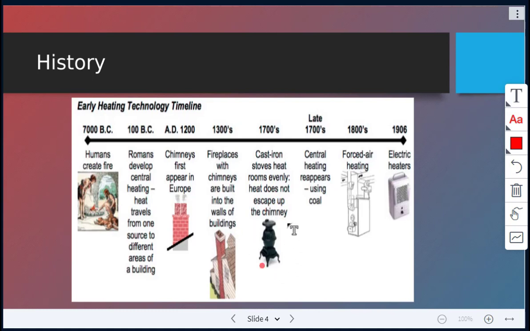This is a cast iron stove. It heats the room pretty evenly, but the heat is not escaping up a chimney. Then we have central heating reappears, and this time it's using coal. Then we have the forced air heating, and now we also have electric heaters.